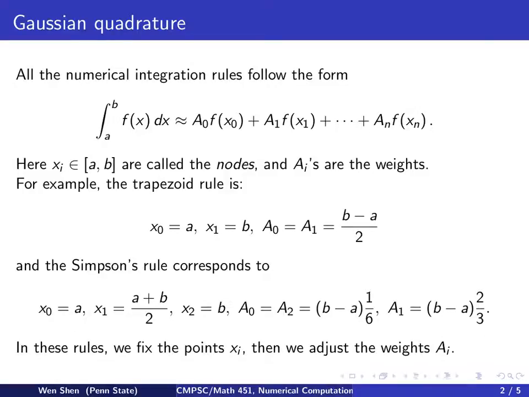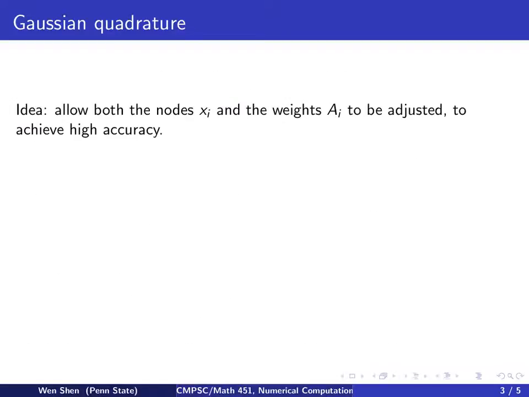So we see in those two rules, what we did was fix the nodes, the points x_i's, and then find suitable weights a_i that will do the job. Now we're going to look at a slightly different idea. The new idea is that we will now allow both the nodes x_i's and the weights a_i to be adjusted. The reason for doing so is that I have higher degrees of freedom and I could achieve high accuracy.